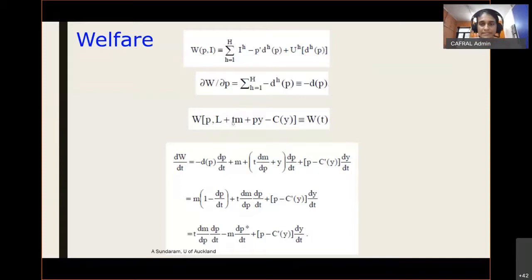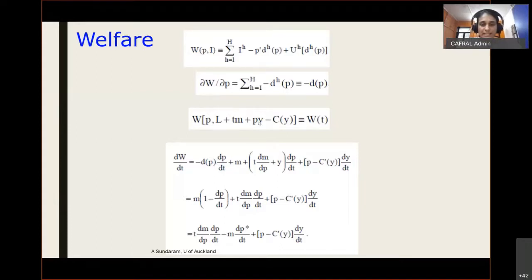The government gets tariff revenue, so that is T times M, where M is imports. And then finally, the firms are making a profit of PY minus CY, where PY is revenue and C is cost. So welfare can be written as a function of prices and income, where income or GDP is defined in that way. Now let's take the derivative of the welfare function as defined here with respect to the tariff. We know that del W over del P is simply negative D of P. We have already shown that.